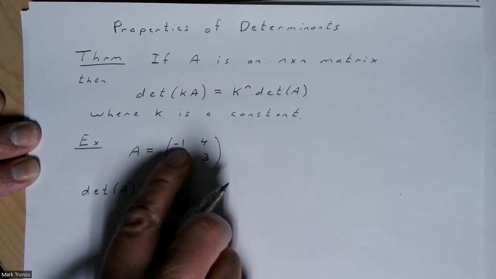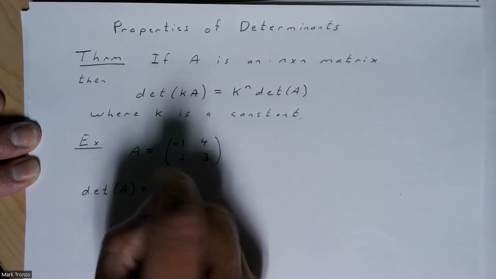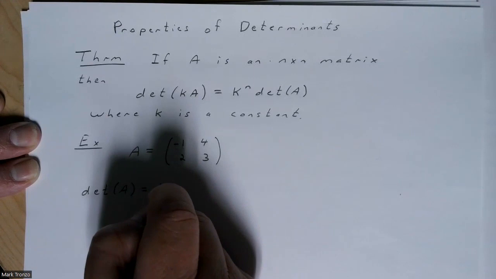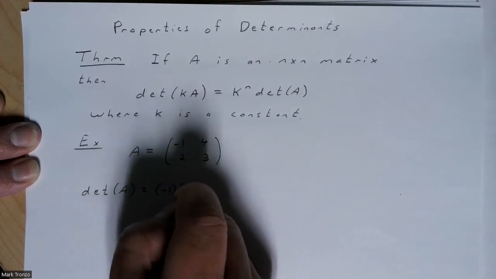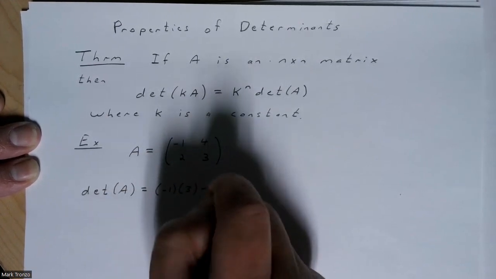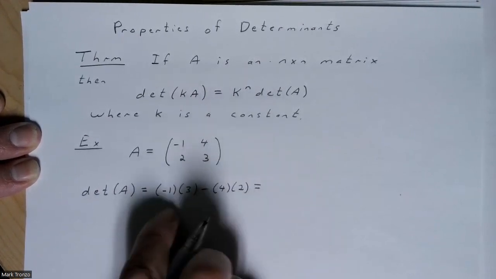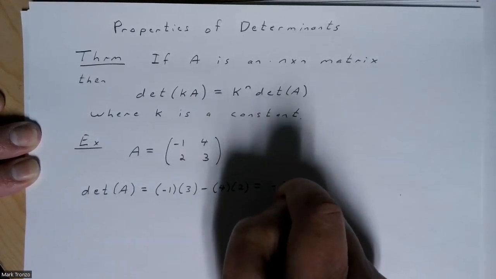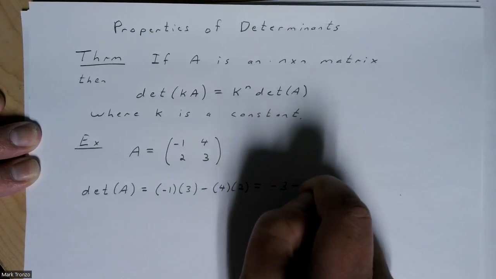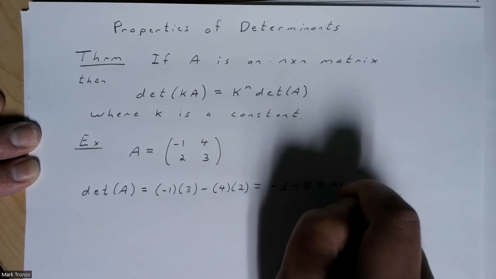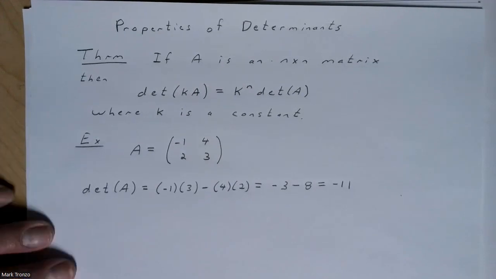Determinant of A, remember, is going to be upper left times lower right for 2 by 2 minus the upper right times the lower left. And it's going to be -3, -8, looks like -11.